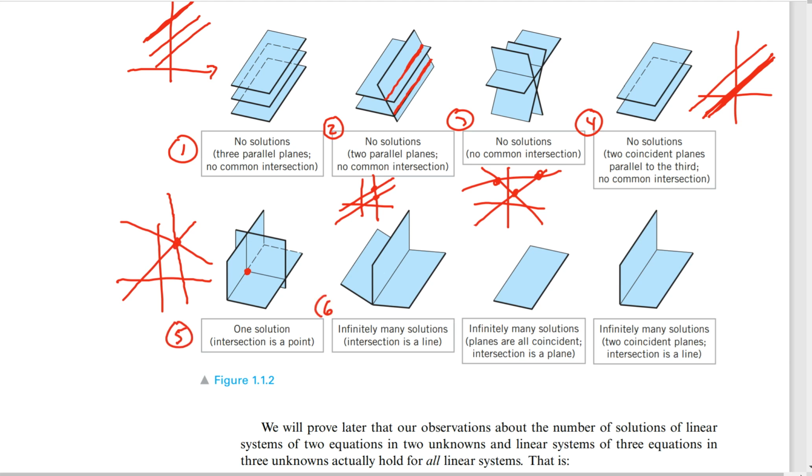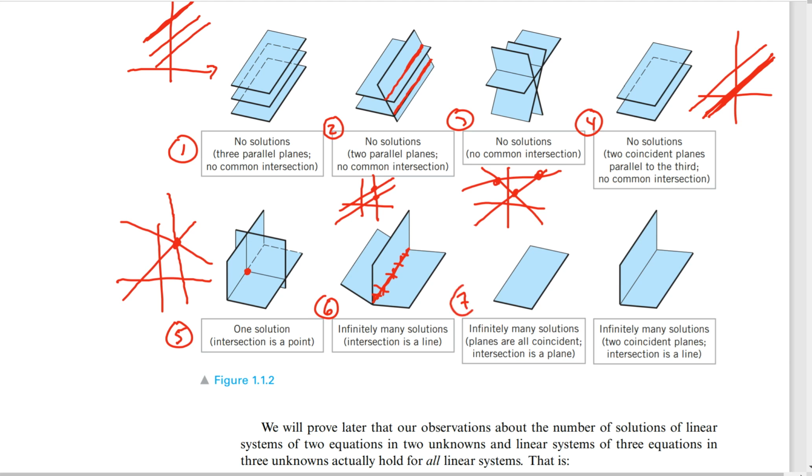Case number 6, you have planes that are intersecting along a line like this. I don't think I can draw a good analogy in two-space here, so we'll have to stick to three-space. Here you have infinitely many solutions, because all the points on the line are part of all three planes. They are part of the solution set, and you have infinitely many points in that solution set. So infinitely many solutions to the linear system.